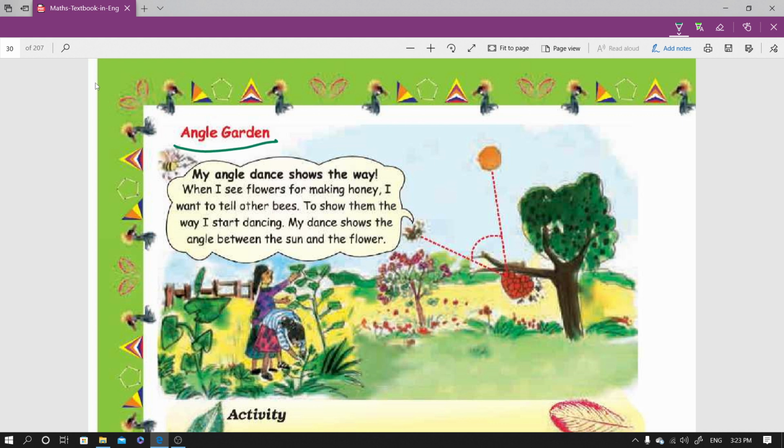Angle garden. My angle dance shows the way. When I see flowers for making honey, I want to tell other bees to show them the way. I start dancing my dance on the angle between the sun and the flower.